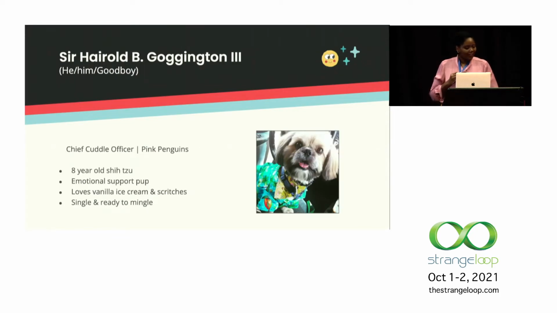The more interesting, my co-presenter here is Sir Harold B. Goggington III, otherwise known as Goggy, and he is currently Chief Cuddle Officer for Pink Penguins. He's an 8-year-old Shih Tzu and also my emotional support animal. And he also works as kind of an unofficial support animal at all of the conferences that we go to. So if you feel overwhelmed or you need to take a break or just need a hug or something like that from someone that's not a person and you see us around, feel free to stop us. Goggy loves comforting people, so we're available if you need support.